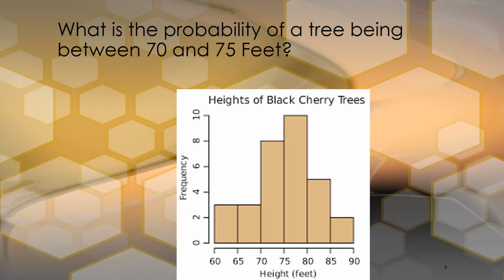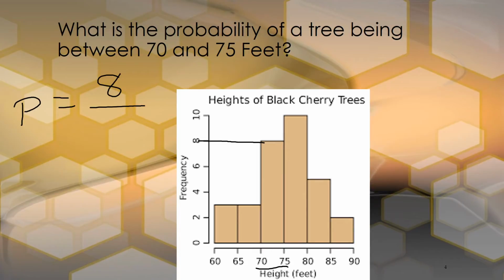On this slide, we want to know what is the probability of a tree being between 70 and 75 feet. So remember, probability is equal to the number or frequency of that event divided by the frequency of all outcomes. First we want to find how many trees are between 70 and 75 feet. So we look at that range, and then we go over here and we find it's at 8. So the probability equals 8.